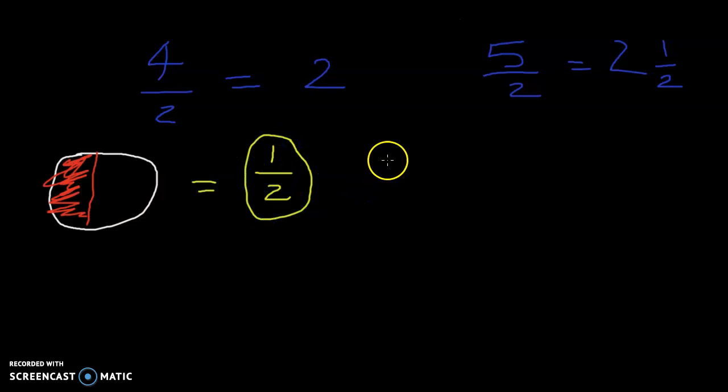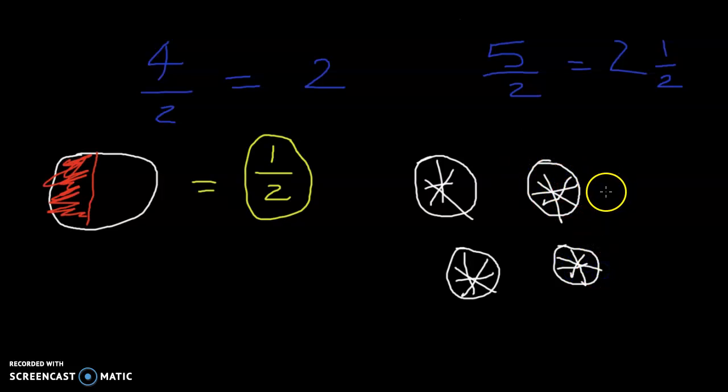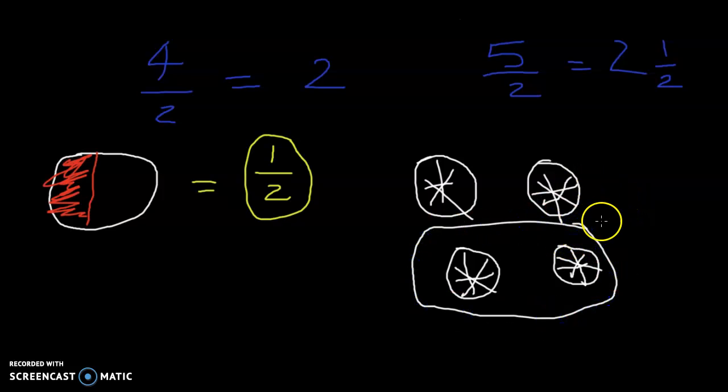That is correct. Now, let's say we have 4 tires, okay? And 2 of them are in working condition, and the other 2 are not, okay? Can you please tell me what is the fraction form of the ones that are in working condition? So these 2 are working. How would you write that as a fraction?